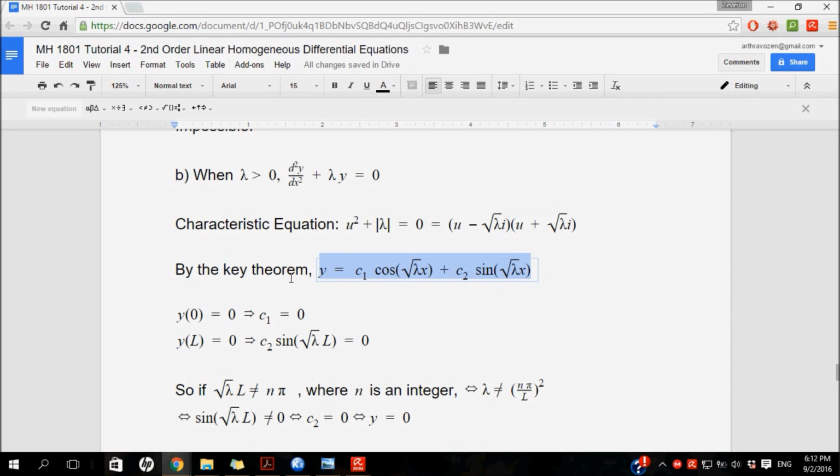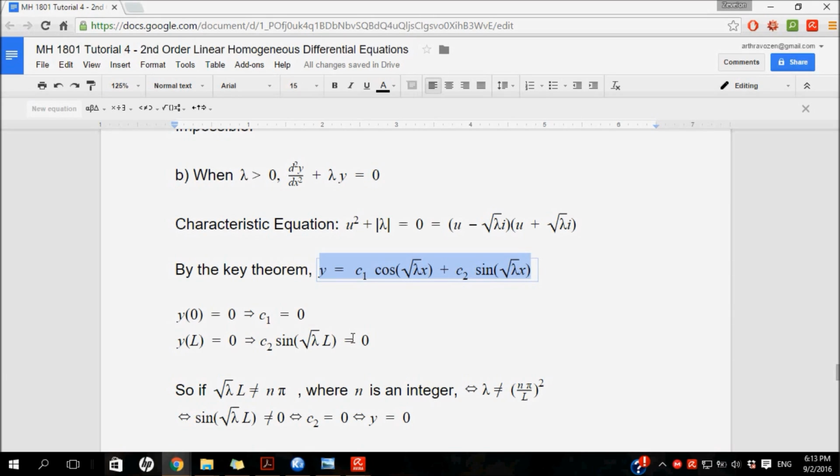Now we use the given values. When y is 0 at x equals 0, we substitute, and it shows C1 equals 0. When x equals L, C2 times sine of square root of lambda times L equals 0.